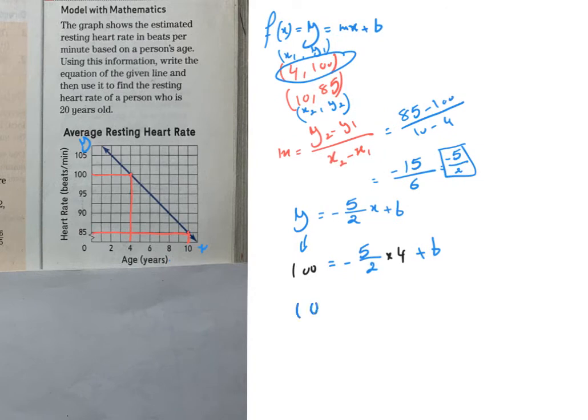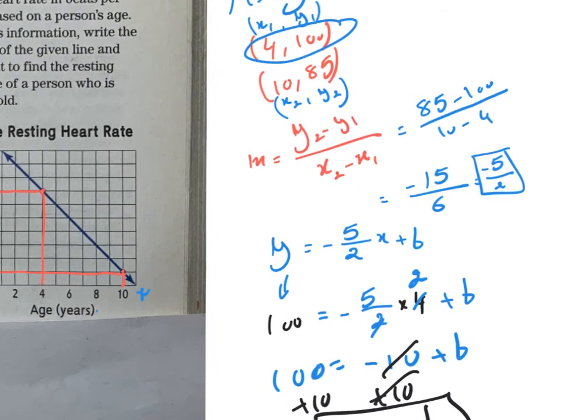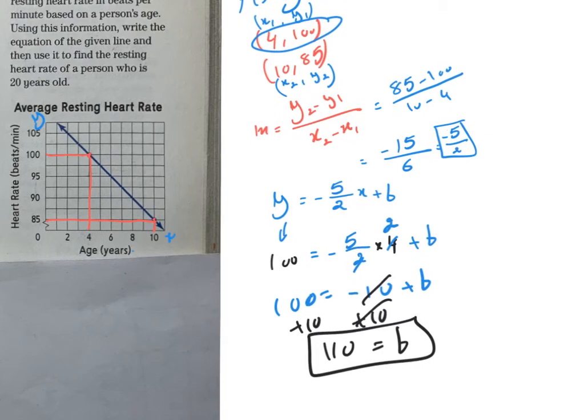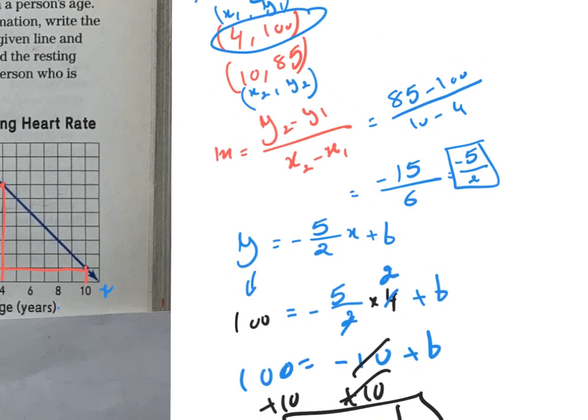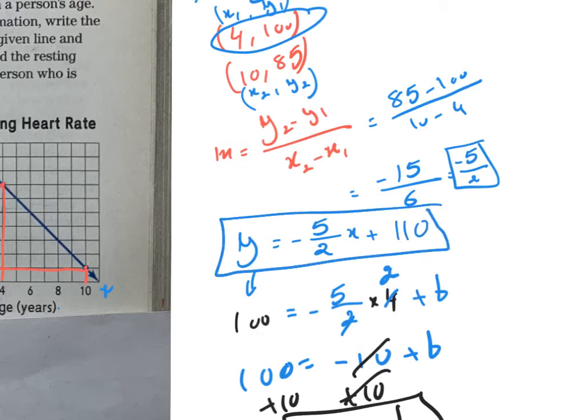So we have 100 equals, and here we can simplify. 2 goes into 4 twice, and 2 times negative 5 is negative 10, plus b. Now we need to solve for b. I'm going to add 10 on both sides, and we can see b will be 110. So the equation of the line is y equals negative 5 over 2 x plus 110. And that's going to be my equation of the line.